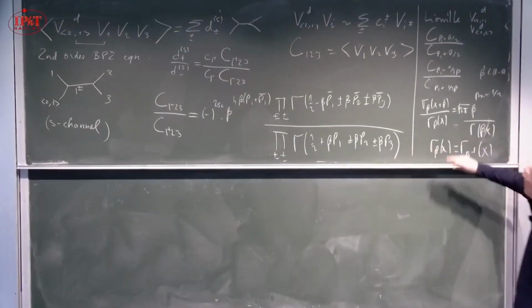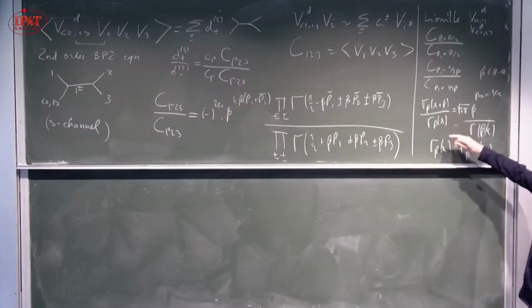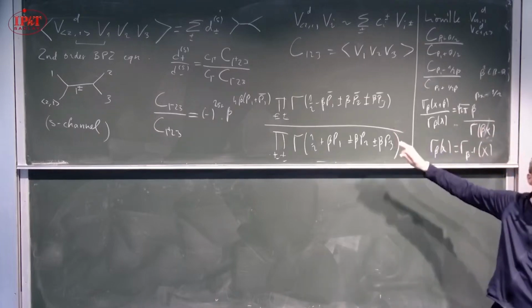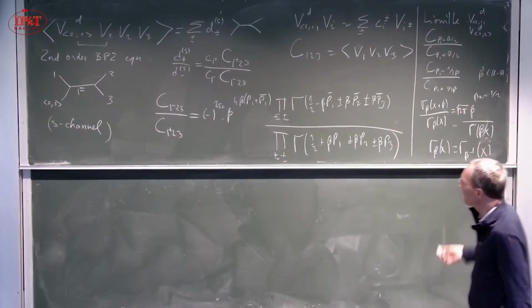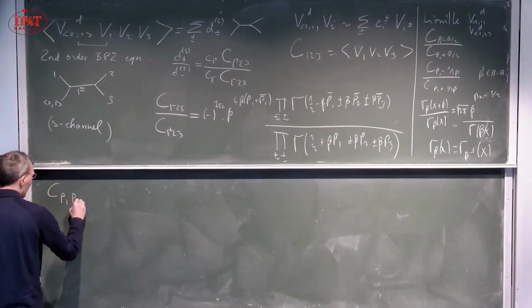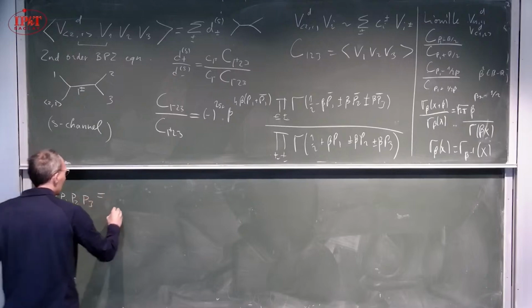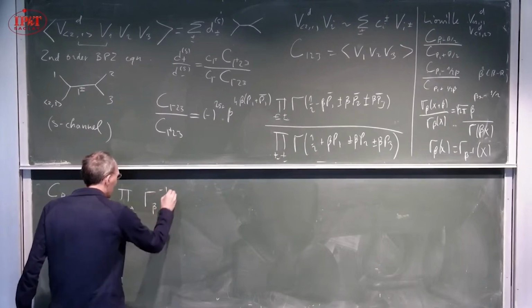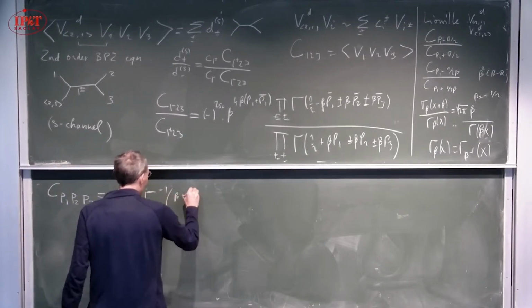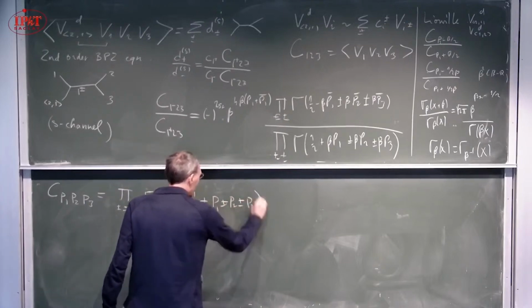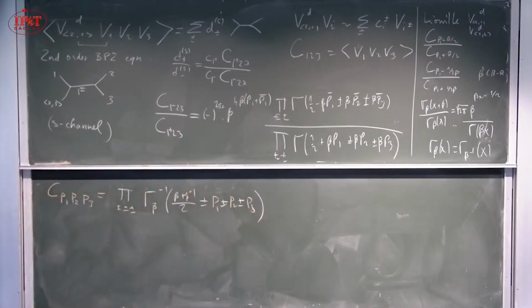Okay, so this function is what we need because when you shift it by beta or beta minus 1 or beta inverse, you get factors of gamma, which are very much like the factors of gamma we have here. So we define the solution of the shift equations, C(P1, P2, P3), equals product gamma beta minus 1 of beta plus beta minus 1 over 2 plus minus P1 plus minus P2 plus minus P3.